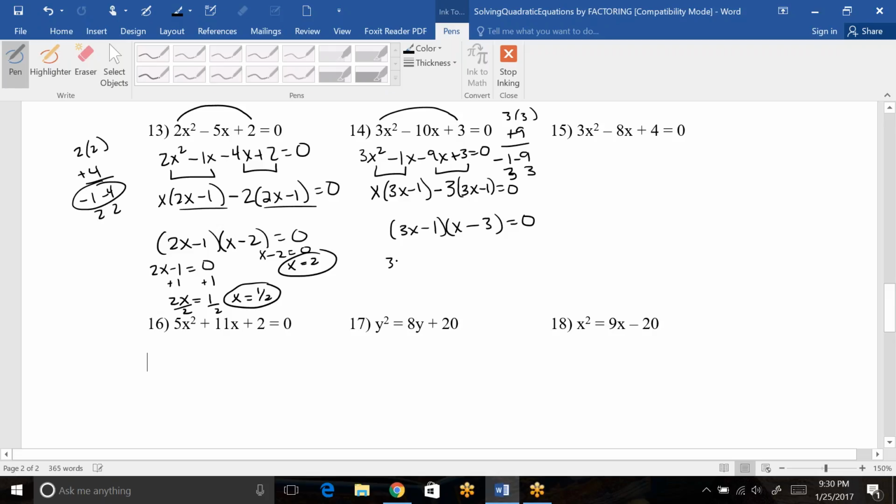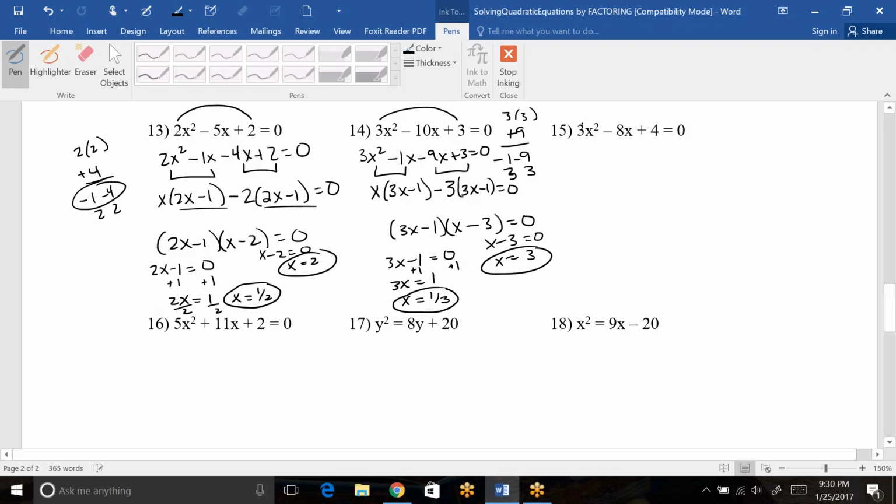So this would be 3x minus 1 equals 0, so we'd add 1 over, so I'm adding it in my head, and then divide by 3. So 1/3 is a possible solution, and x minus 3 equals 0 would be the other solution, which means I just add the 3. So 1/3 and 3.